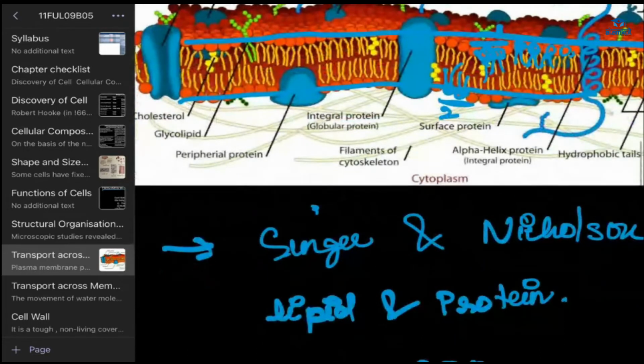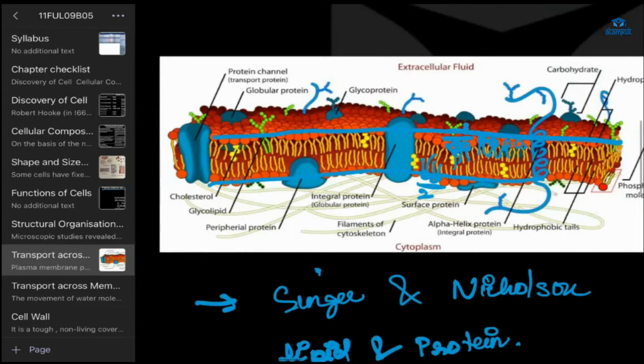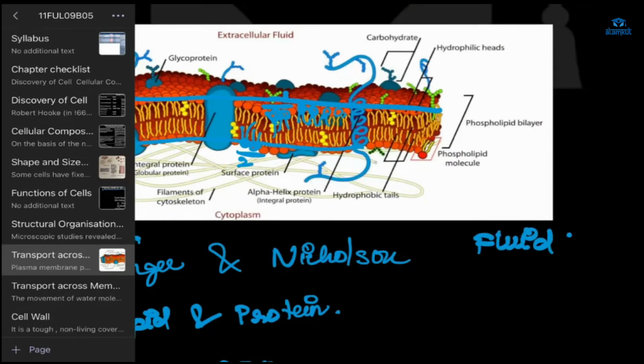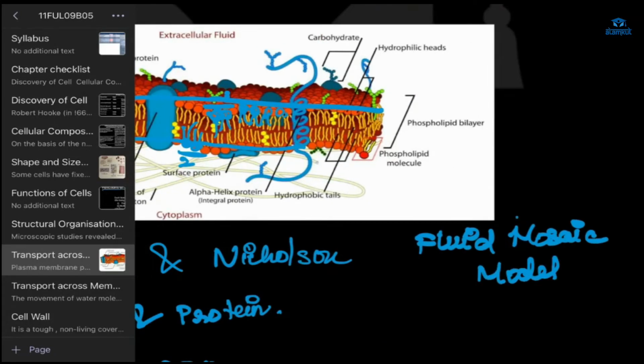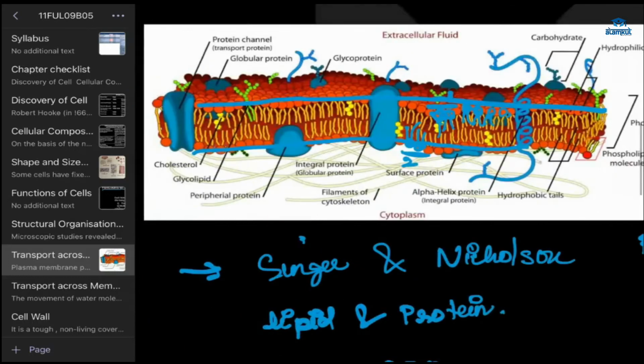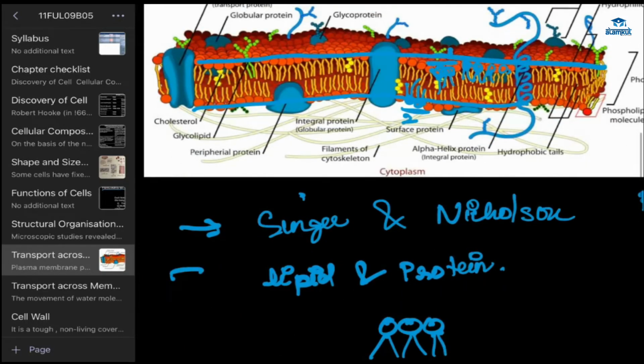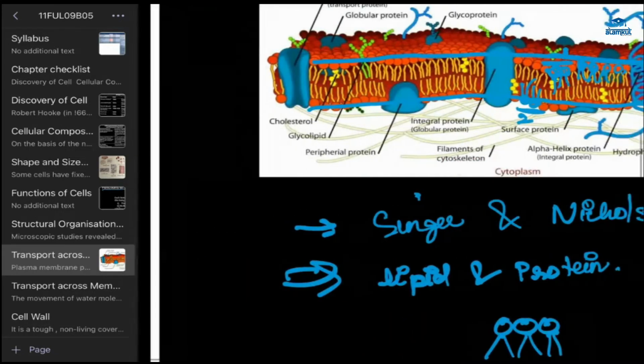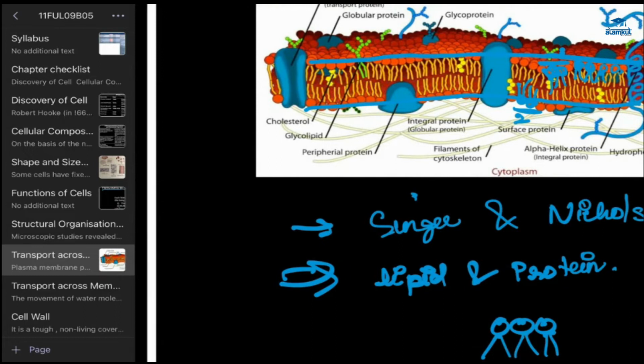I was telling, this is the diagram for the plasma membrane and this is the fluid mosaic model. This was given by Singer and Nicolson. Basically it is made up of lipid and protein. And what type of lipid? There's a lipid bilayer. Okay, everyone? Yes, ma'am, I got it. Okay, good.